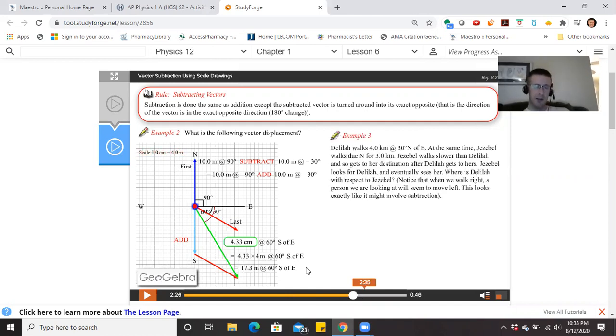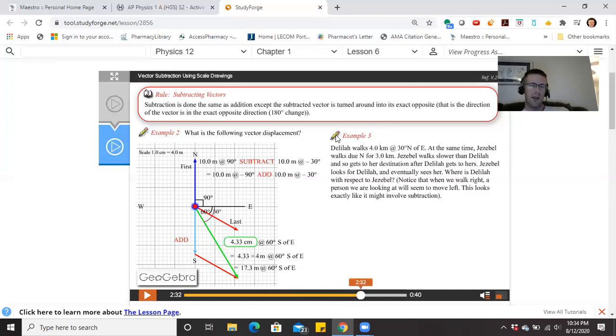Okay. So here you can see the scale. We're saying that each centimeter is about 4 meters. So using that scale factor, this vector, which was 4.33 centimeters when we drew it, is actually going to correlate with a 17.3 meter distance. And then using the new angle, you can see up here that they drew the new angle in red here. And we can see that that angle is about 60 degrees below the horizontal x-axis. Okay. You can see 17.3 meters at 60 degrees south of east is our final answer.